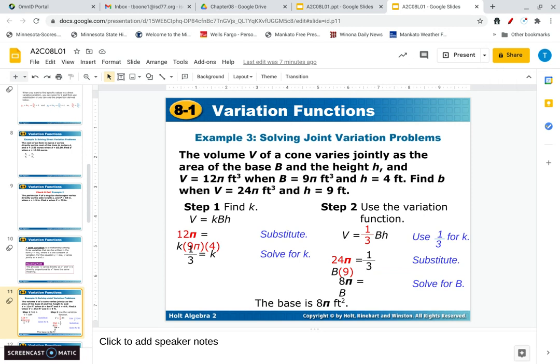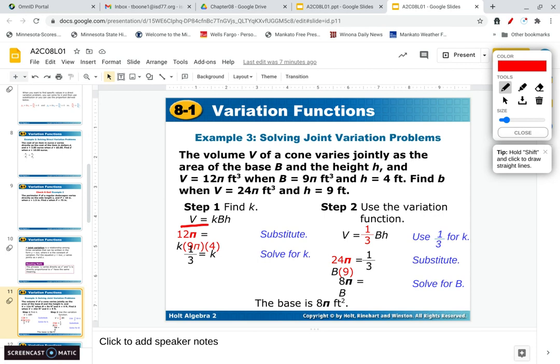So there's still a constant of variation, a k. We're going to write this as the volume equals k times the area of the base, which is what the big B represents, times the height. So it tells us here that the volume is 12 pi when B is 9 pi and H is 4.